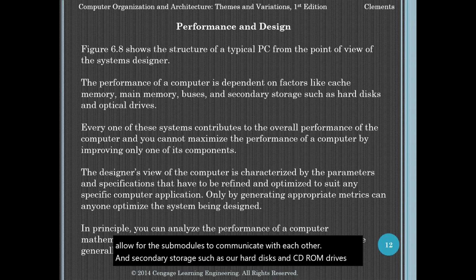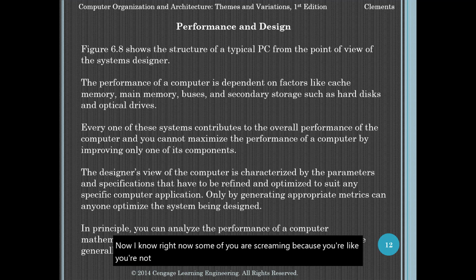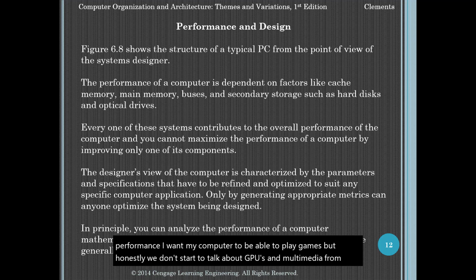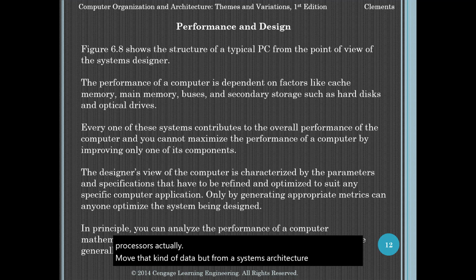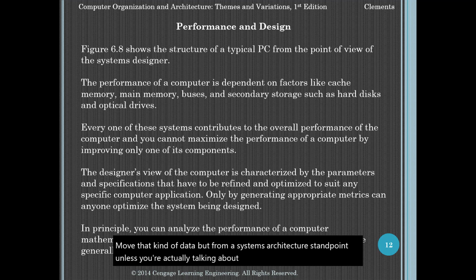Now, I know some of you are screaming because you're saying I'm not talking about the GPU, the video card. That's also part of performance. I want my computer to be able to play games. But honestly, we don't start to talk about GPUs and multimedia from a systems architecture standpoint unless we go back to how we use multimedia, which is a very math-intensive topic on how processors actually move that kind of data. From a systems architecture standpoint, unless you're actually talking about writing games, we don't talk about GPUs.